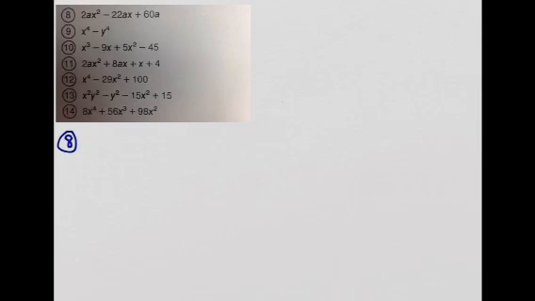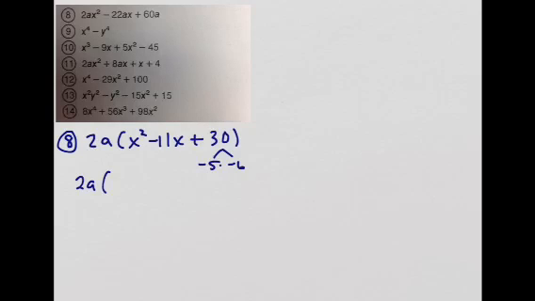For number 8, the GCF is 2a. So then that leaves me with x squared minus 11x plus 30. So factors of 30 that add up to negative 11 would have to be negative 5 times negative 6. So my factors are 2a times x minus 5 times x minus 6.